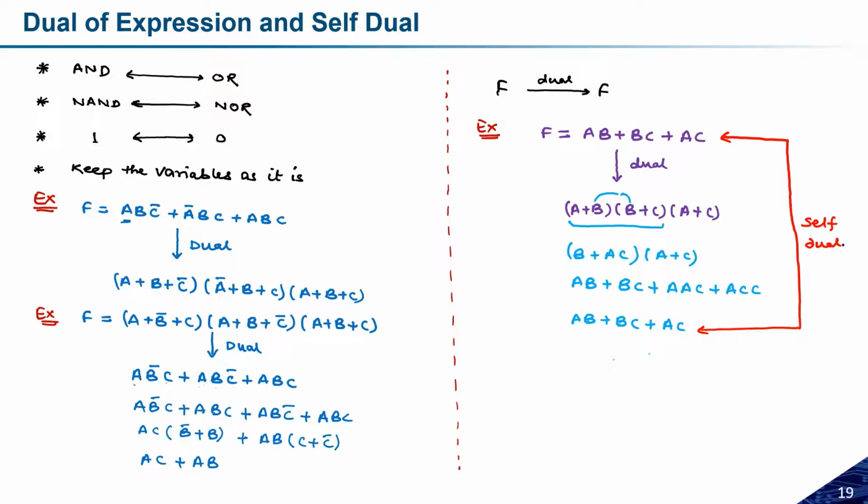Okay. So this is important. This is how we can call them. These are the self-dual. Okay. So this was one of the operations.